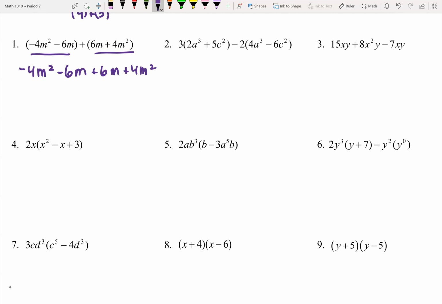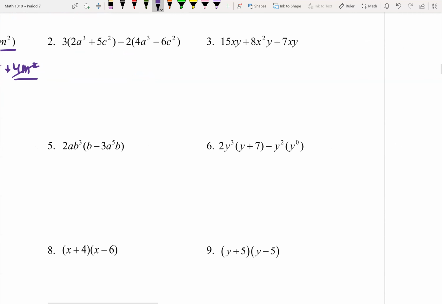And now we're going to clean it up. When I say clean it up, it just means add everything together that you can, okay? So this guy has an m squared and that has an m squared. And when I add them together, I'm going to get an m squared. But a negative 4 and a positive 4 actually gives you a 0m squared, which is just nothing. And then you have a negative 6m and a positive 6m, and the same thing happens there. So someone tell me what the answer is here. 0. It's just 0. Yep. And that's what you highlight and you're done. Okay? Look at question number 2.